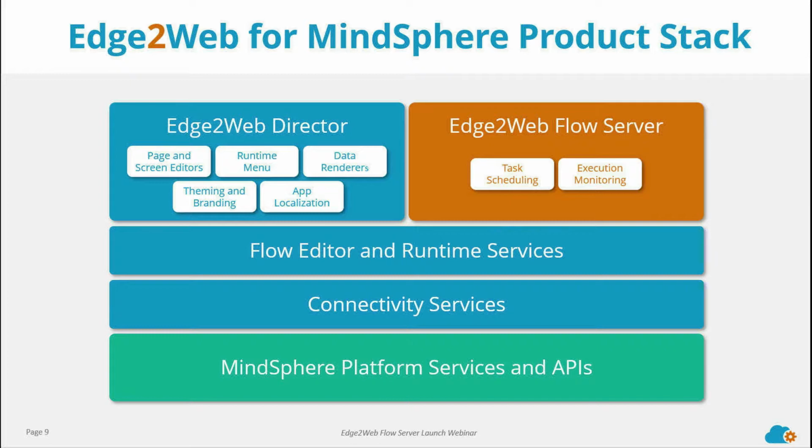On top of the MindSphere platform, the first Edge2Web tier is a connectivity tier. So we provide a very flexible and platform native way for you to connect to those services and make your data available to your applications. On top of our connectivity services, we have the flow editor.